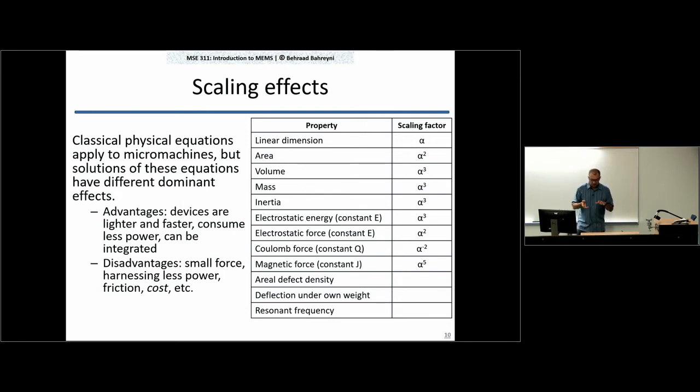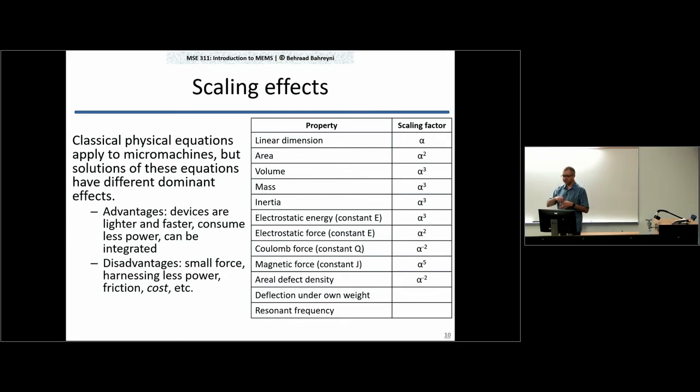But shrink the dimensions to the scales that we are talking about, microns and so on, and the force goes down with alpha to the 5. So even though this is a major actuation mechanism at macro scales, at micro scales, it becomes almost useless because of the inefficiency that you have. The defect density needs a bit of explanation.